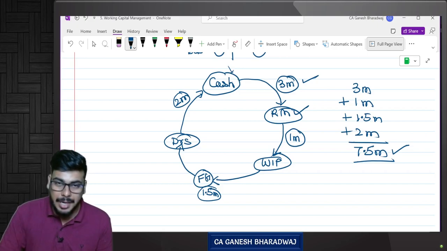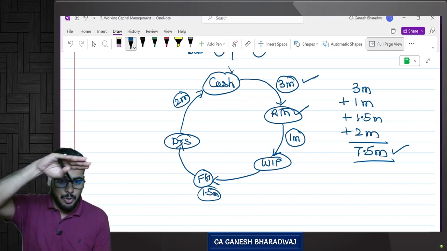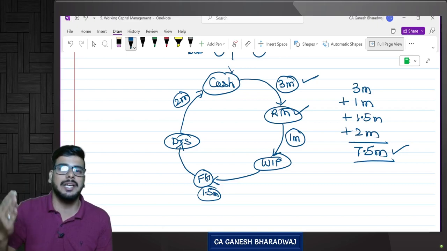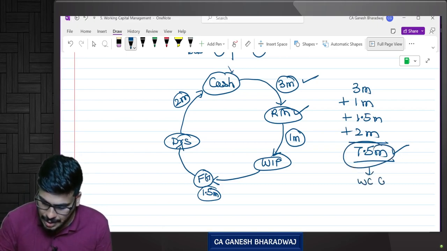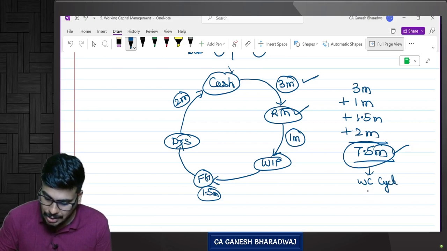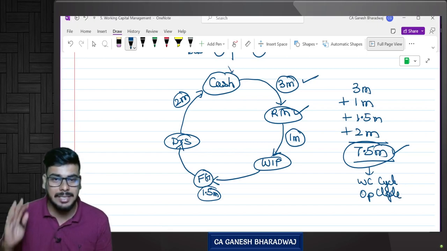The time period that I take to actually bring my cash back into my business is called the working capital cycle. It is also known as the operating cycle. Are you clear with this? So what is this basically?